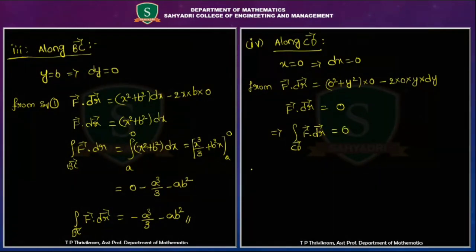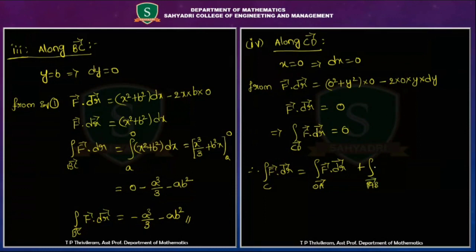Okay. So therefore the overall, total integral of f dot dr over the given curve C is equal to the integral of f dot dr along the OA line plus the integral along the AB line of f dot dr, plus the integral along the BC line of f dot dr, plus the integral along the CD line of f dot dr.